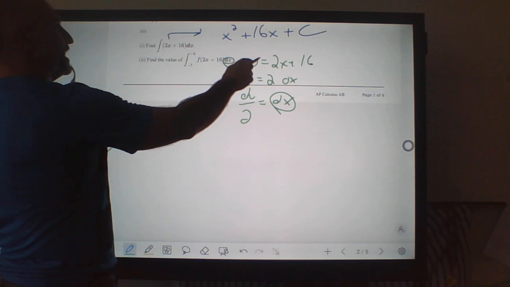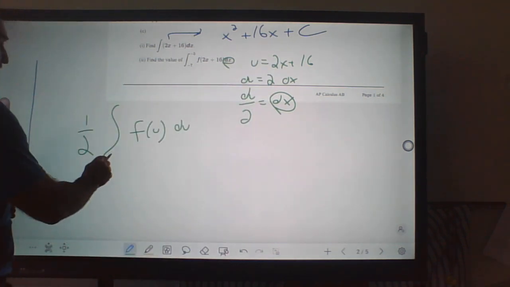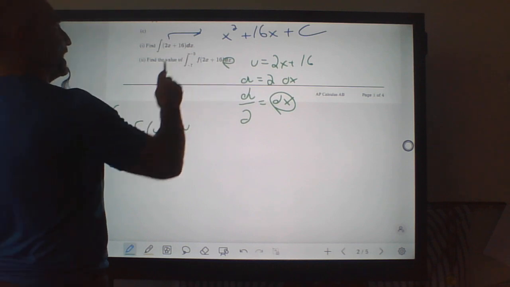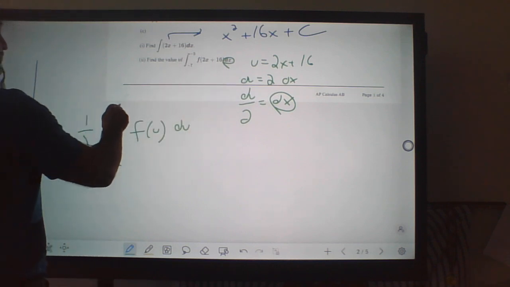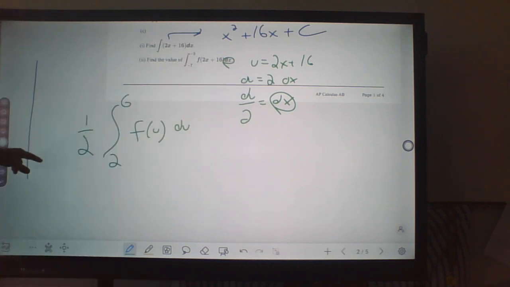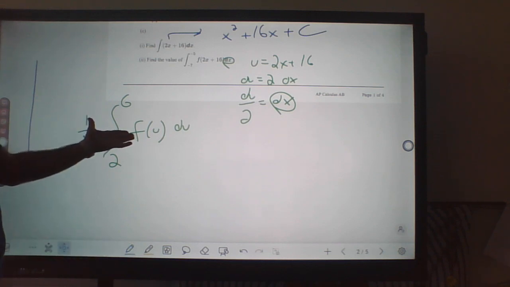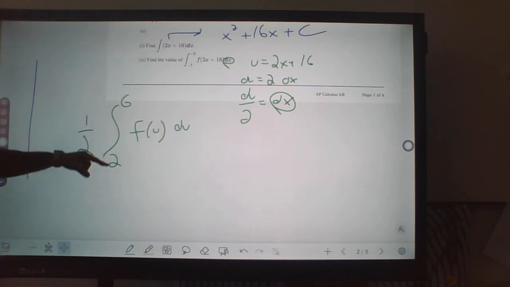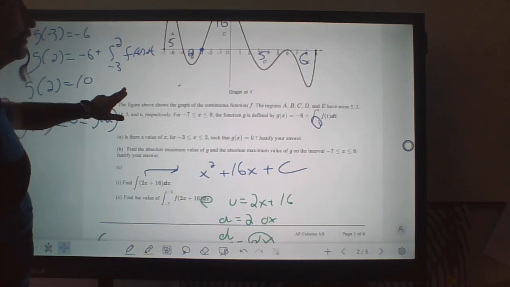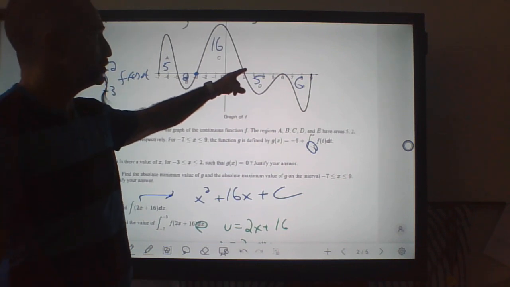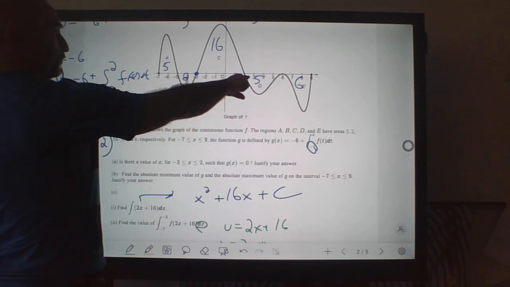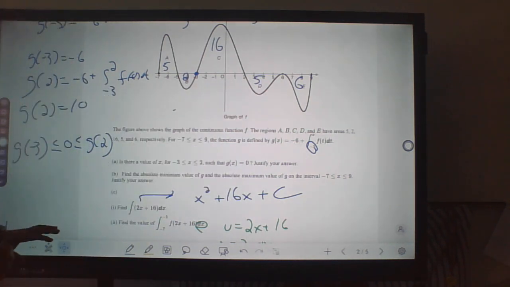-7 times 2 is -14, plus 16 is 2. 2 times -5 is -10. -10 plus 16 is 6. Now I have just f of u du. That's the graph of f up top from 2 to 6. Hopefully that's a region defined for us. From 2 to 6 is that region D, which has an area of 5.